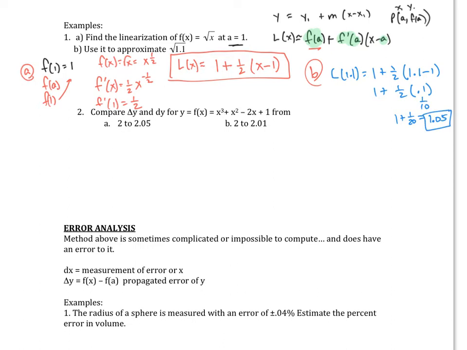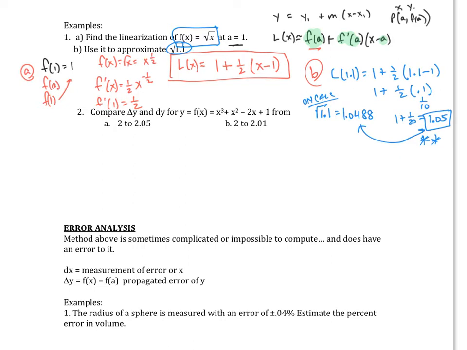I want everyone to take out your calculators right now and take the square root, this is our function, of 1.1. Guess what you get? You get 1.0488. Look at these two values. This is a pretty good approximation without having to do anything funky.